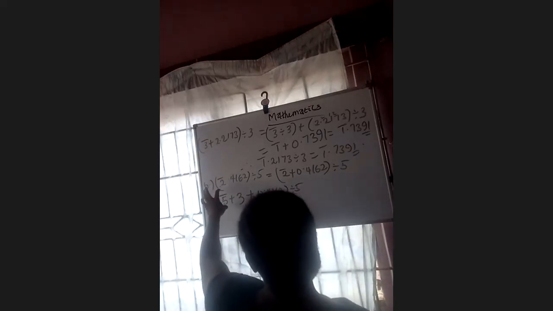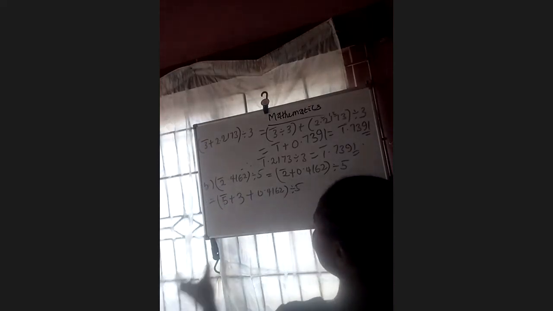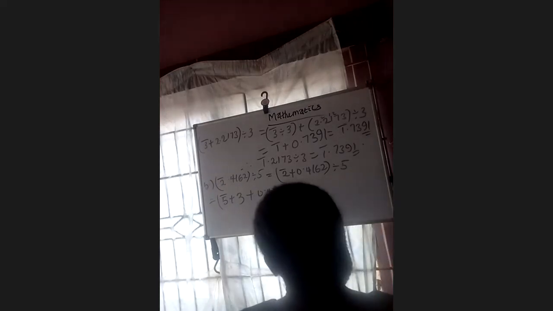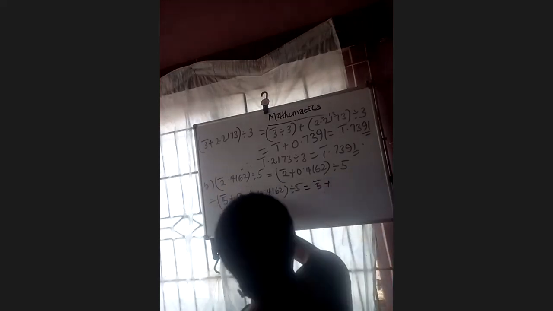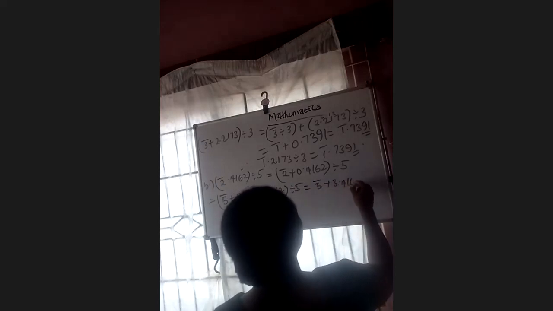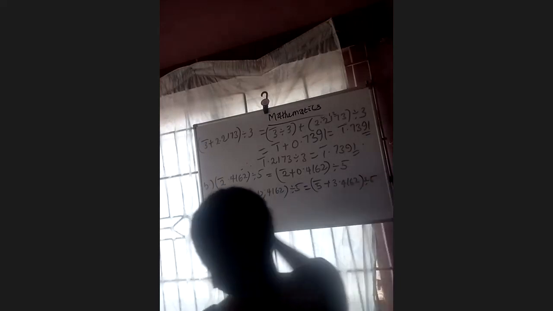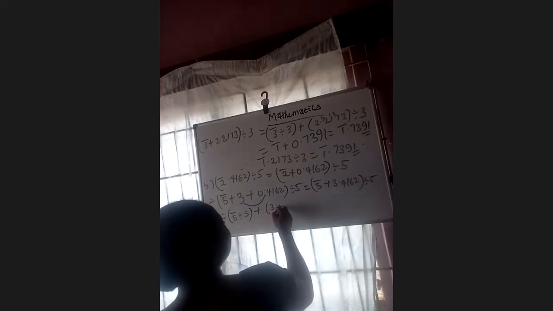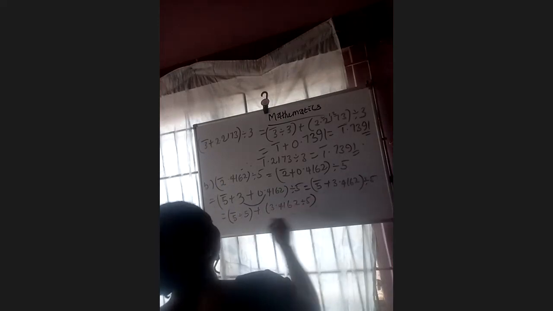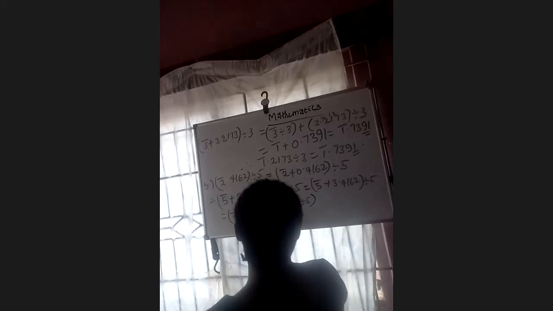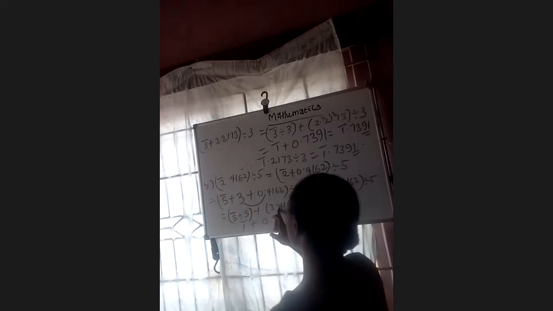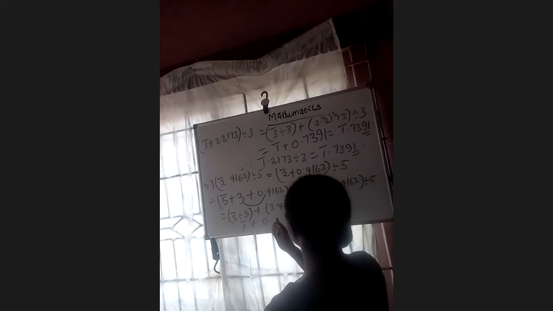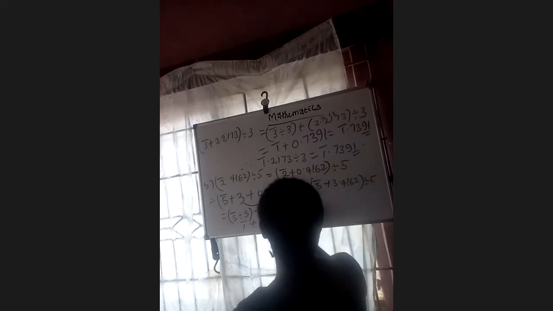You just have to look for a number that is in terms of your divisor. So we have bar 5 plus 3.4162 divided by 5, which gives us bar 5 divided by 5 plus 3.4162 divided by 5. Bar 5 divided by 5 is bar 1 plus, how many 5 can we get in 3? Not possible, right? 0. How many 5 in 34? That's 6, remainder 4. How many 5 in 41? That's 8, remainder 1.